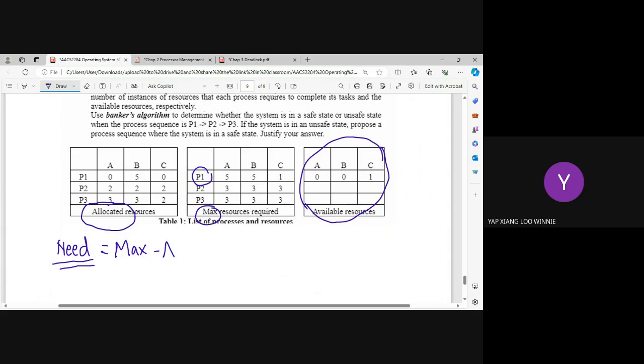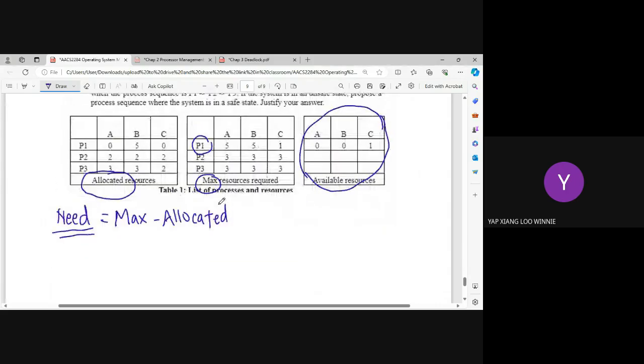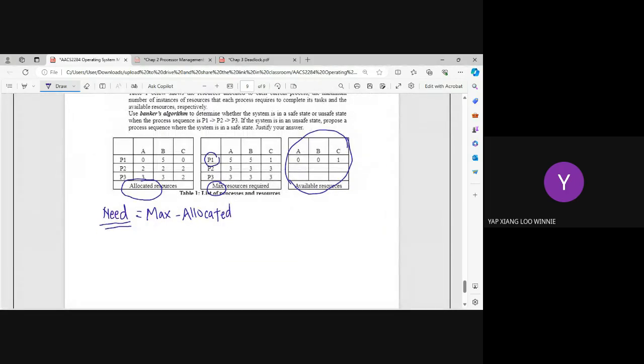Which is going to be your allocated. You see how many resources you actually already gave to all the processes. So you deduct this, you are going to get the need. If you cannot understand what I'm talking about, never mind, just follow the calculation first. So over here, we have 3 resources, A, B, C, and 3 processes, which are process 1, process 2, and process 3.